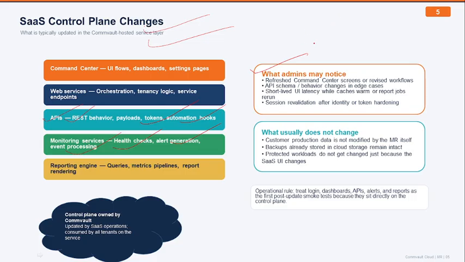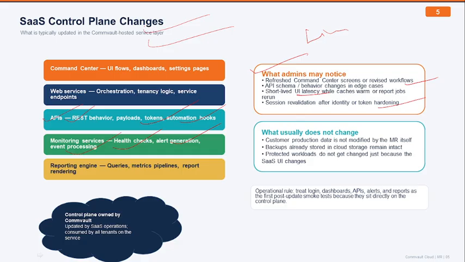If anyone is on shift and the maintenance is going on, then what is their work at that time? Refresh Command Center screens and revise the workflow. API schema behavior changes in the edge cases, slower live UI latency. While caches warm, report jobs rerun. Session revalidation after identity or token hardening.